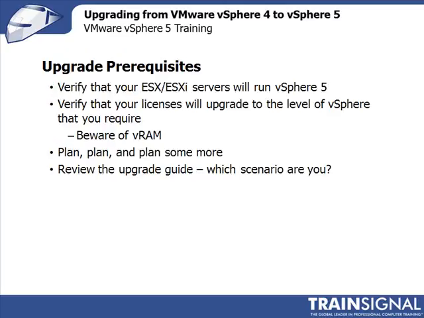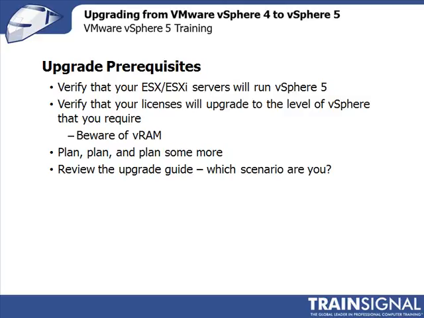All right, so first let's talk about the upgrade prerequisites. What do I need to pay attention to? What's going on? How are things going to play out, right? So you want to verify that your hosts, your ESX, ESXi servers today, meet the hardware compatibility list. Check the current hardware that you have against the VMware hardware compatibility list to make sure that you can run vSphere 5. Again, vSphere 5 is a 64-bit only installation, so just keep that in mind.